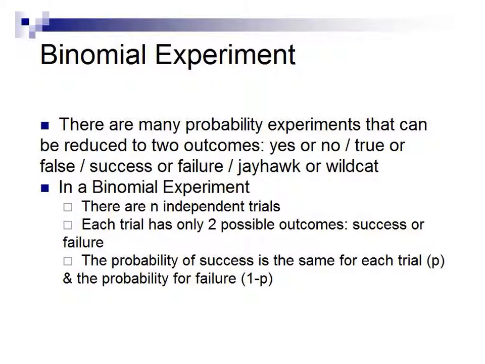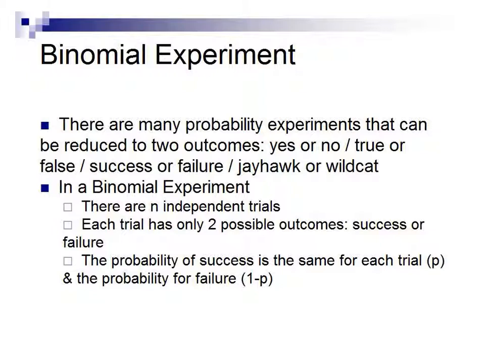There are many probability experiments that can be done where there's just two options. It's either a yes or no, or true or false. Some sort of a success or failure. Our example today is Jayhawk or Wildcat. There's no in between. You can't choose Shockers. You've got to pick Jayhawk or Wildcat.